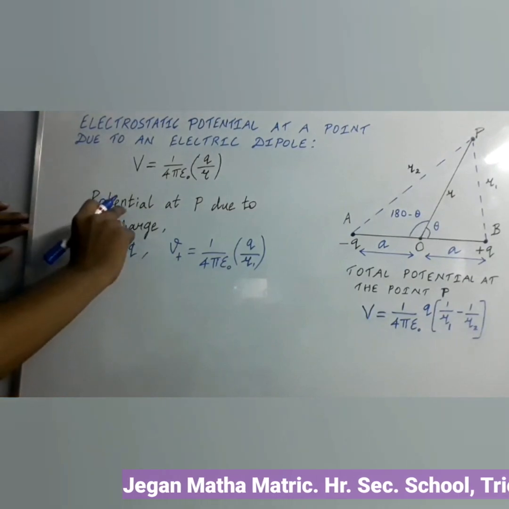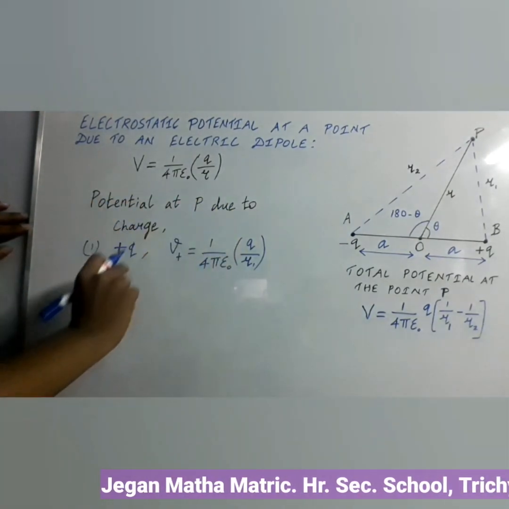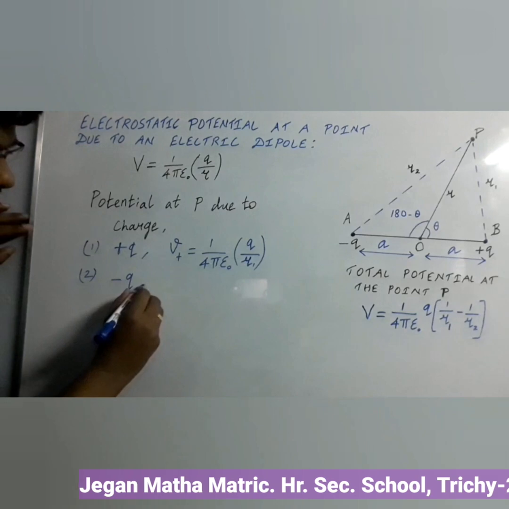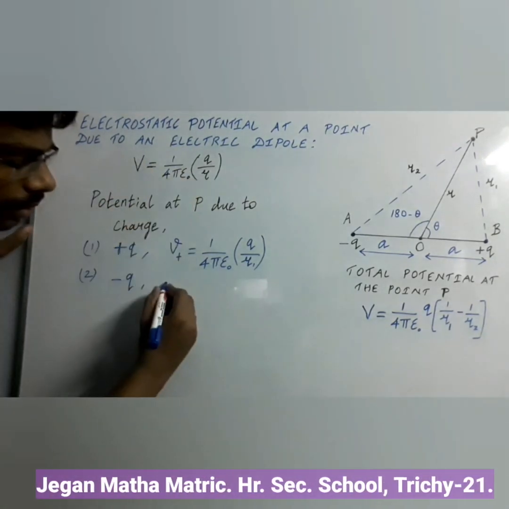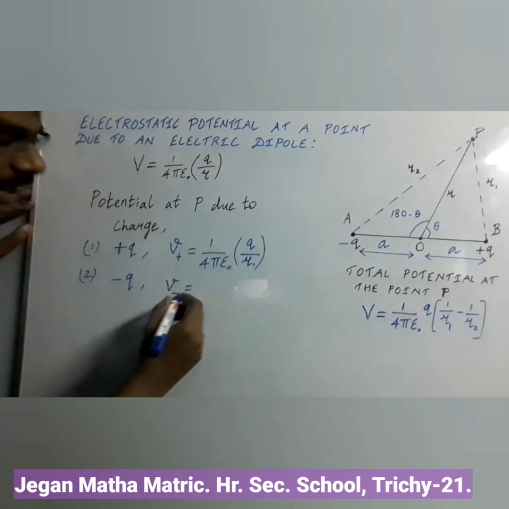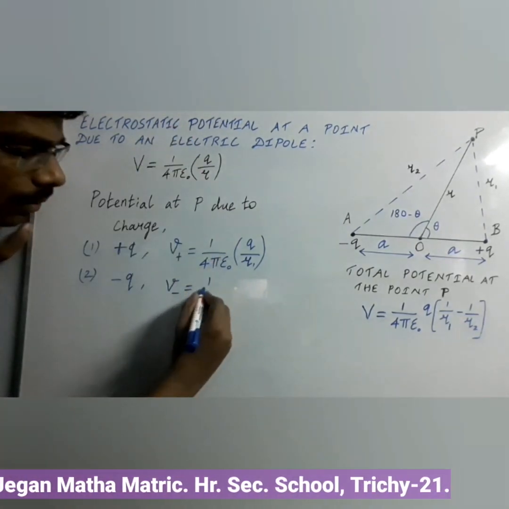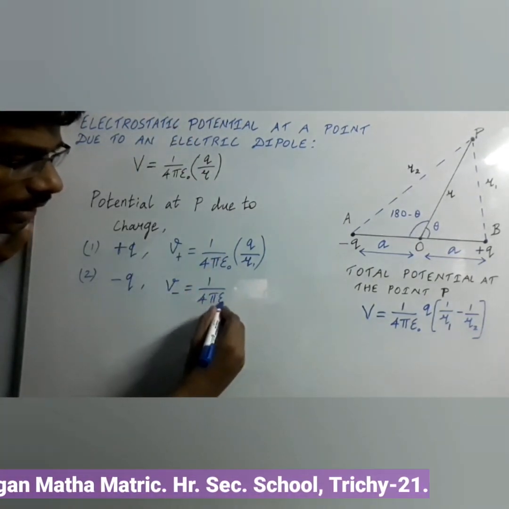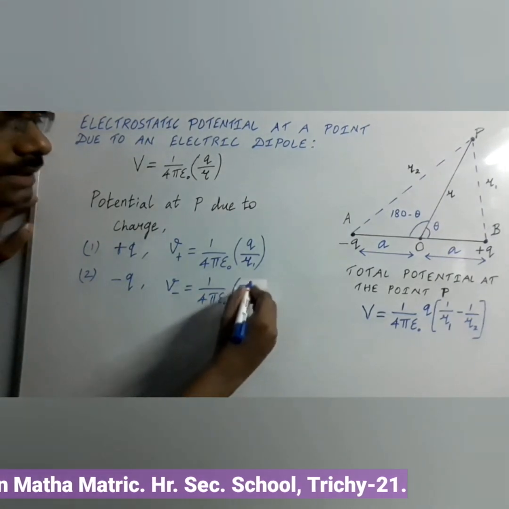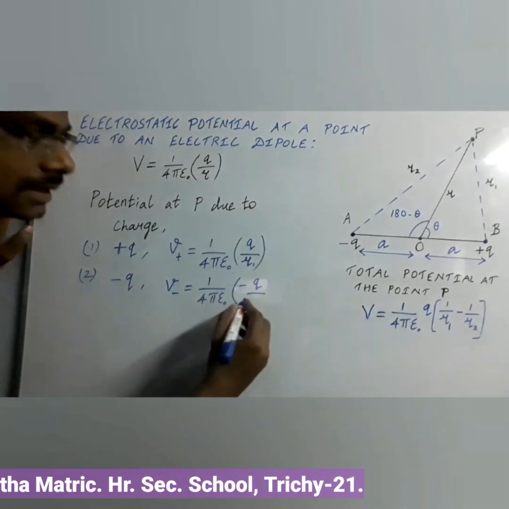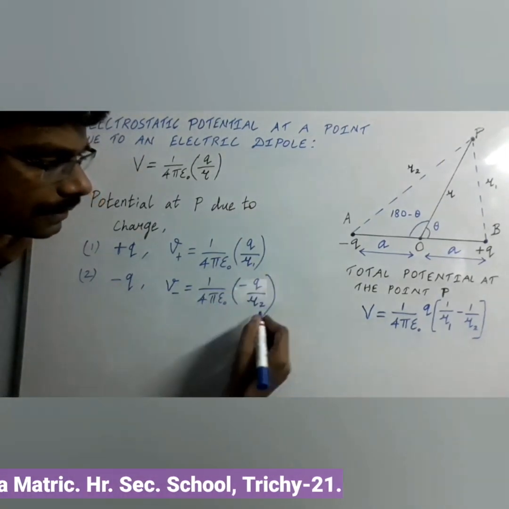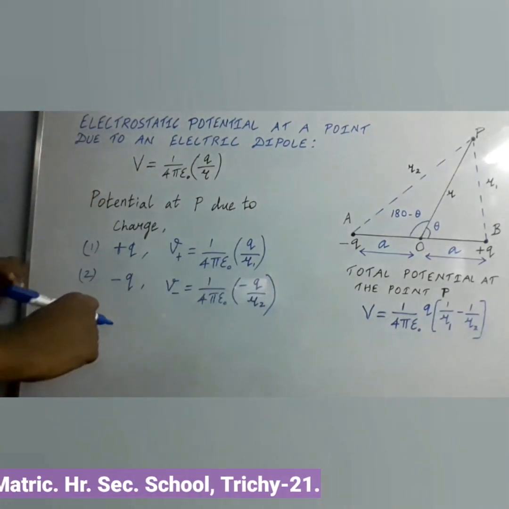Next, the potential at point P due to the charge minus Q, because an electric dipole has two charges. So V minus is equal to, what is the general expression, 1 by 4 pi epsilon naught minus Q by, what is the distance between the negative charge and the point P? That is R2. So the minus can be taken in front of that.